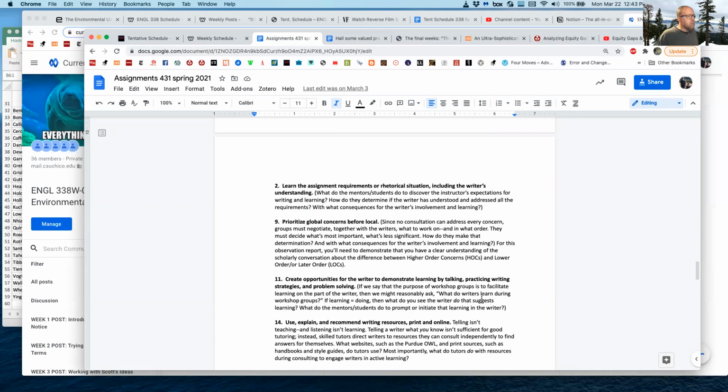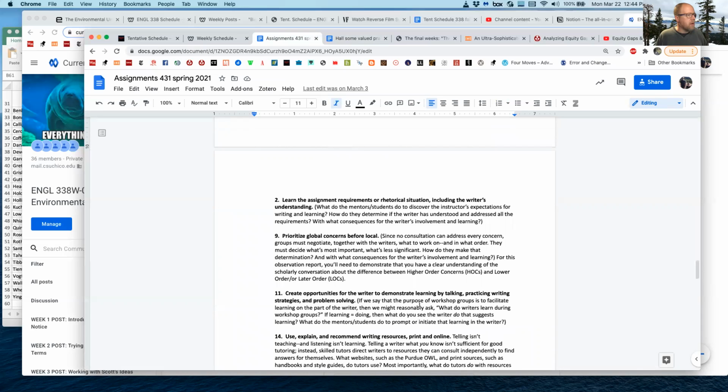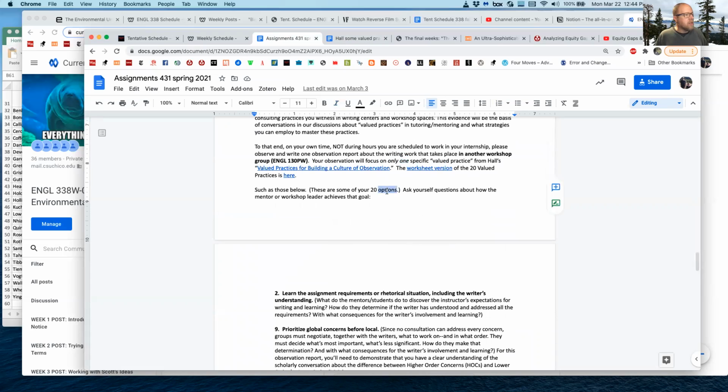Well, if we say that the purpose of workshop groups is to facilitate learning on the part of the writer, then we might reasonably ask, what do writers learn during workshop groups? If learning is doing, then what do you see the writer do that suggests learning? What do the mentors or students do to prompt or initiate that learning in the writer? So a paper in which you focus in different ways on one of these valued practices and talk about all of the things that you saw and reach conclusions about that is really what this paper is about. The great thing is you don't have to talk about everything that happened. You really need to just move forward with this one specific valued practice as a way to hone in on what you see the demonstrable effects of that writing group actually are.